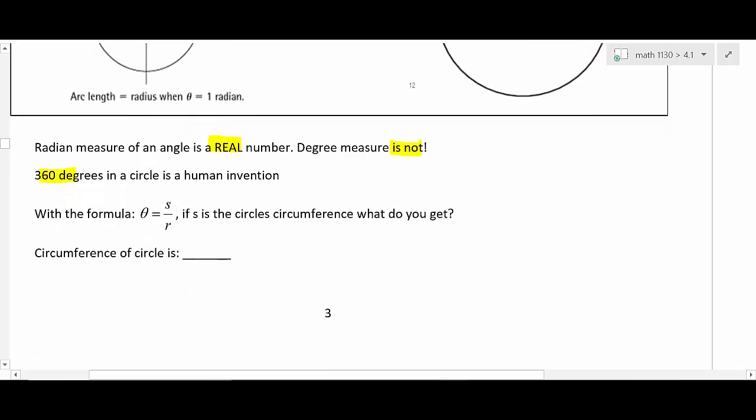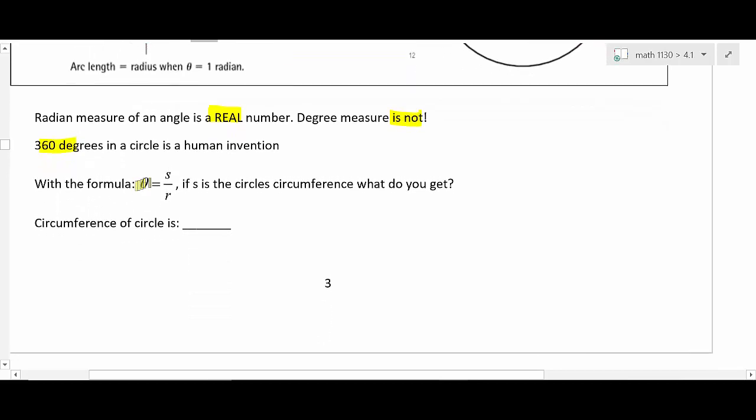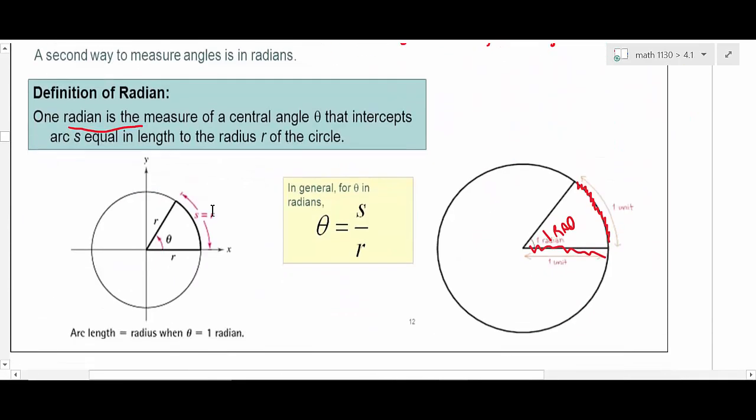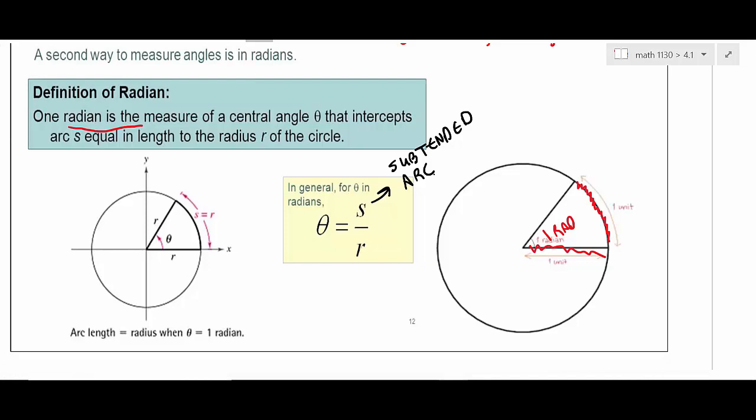So what I want to do is show you this formula. This is the formula that relates the angle, and it goes basically like this. If you're in radians, we have theta. This angle is equal to the ratio of s. This s is the arc, and we call that a subtended arc. That's worth writing down, but the subtended arc just means that that's a part of a circle that's subtended by what we call a central angle. Central angle just means the vertex is at the origin. That's a central angle right there.